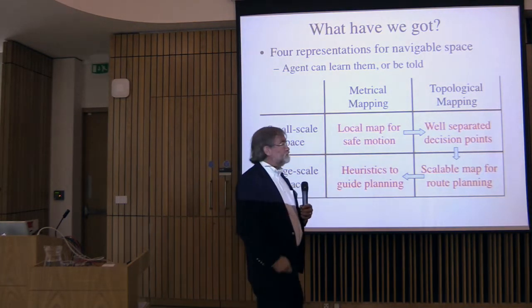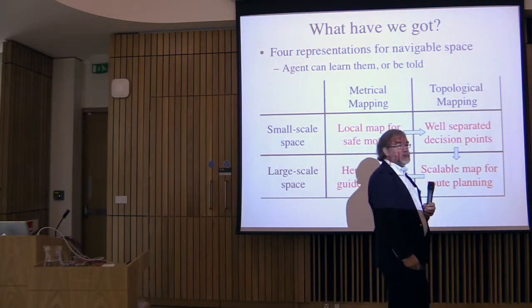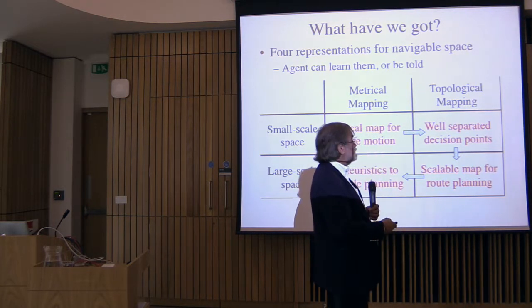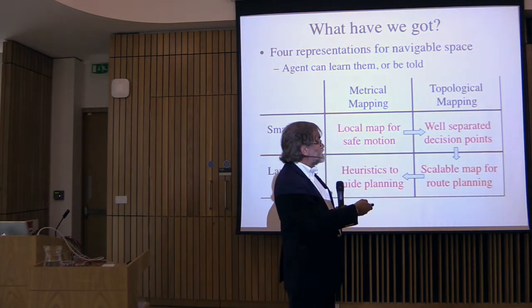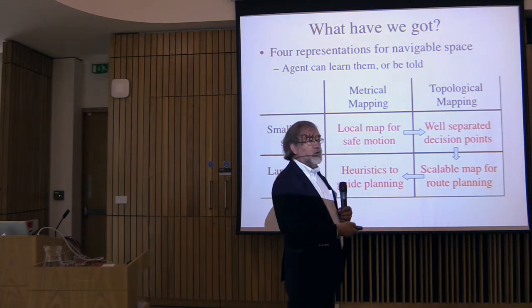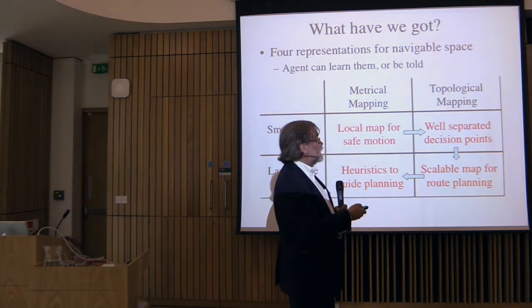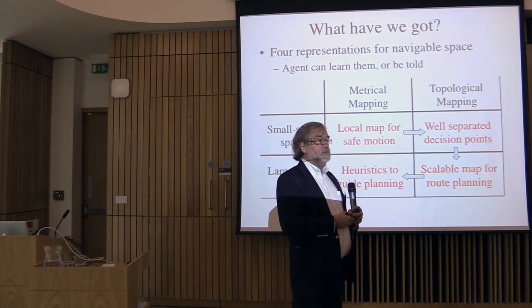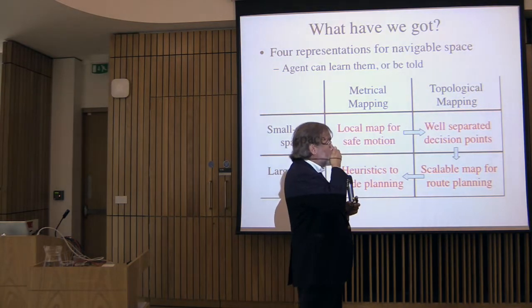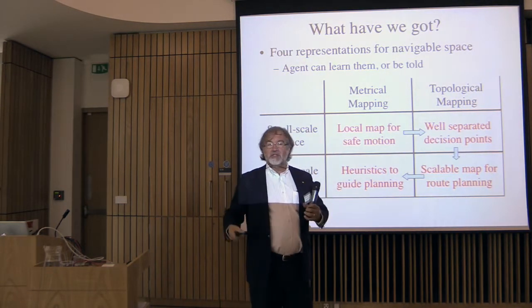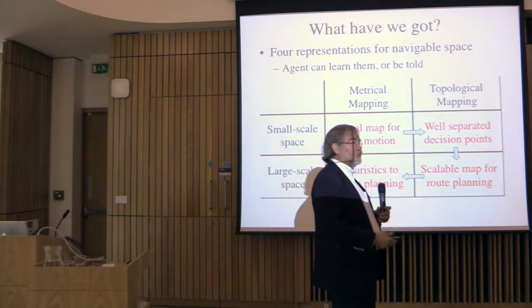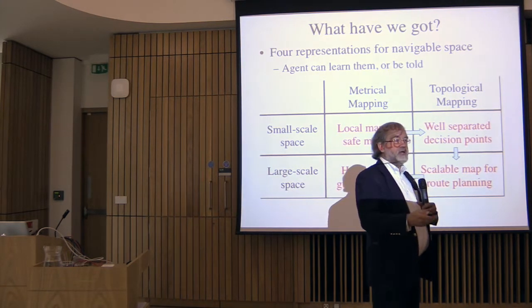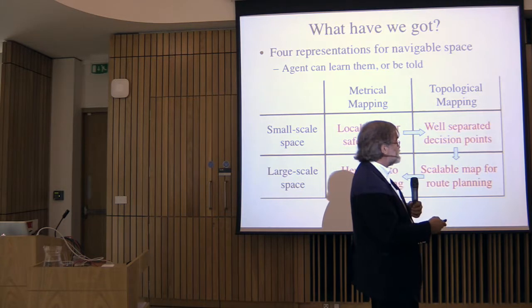So what we've got now is 4 different representations for navigable space. And these can be used in the following ways. The local map is really good for planning safe motion. The topological map of local place neighborhoods gives us a set of well-separated decision points that describe qualitatively what the options are, and perhaps what choices are made at particular places.